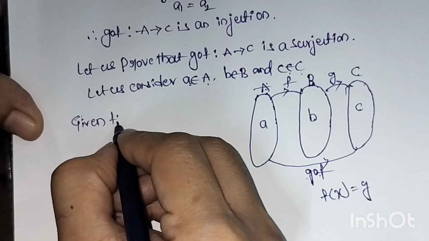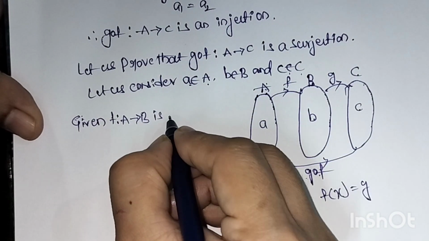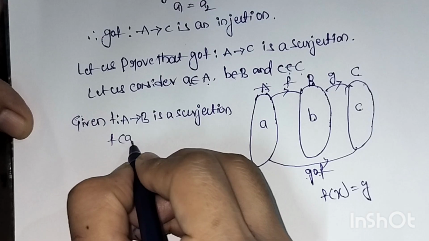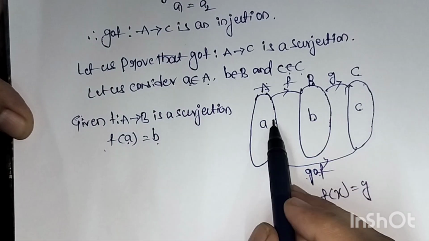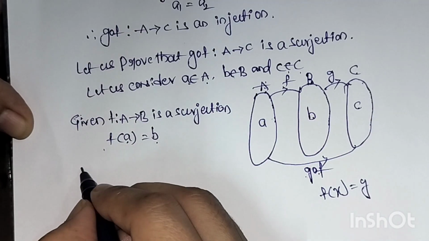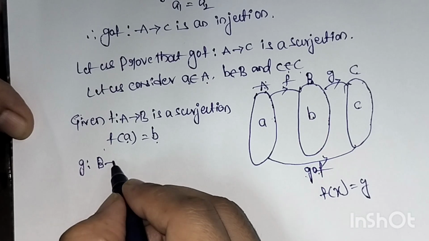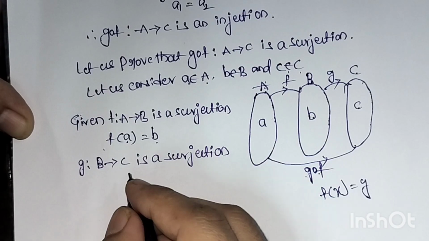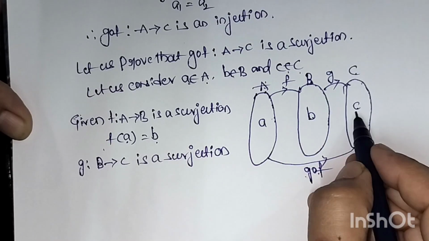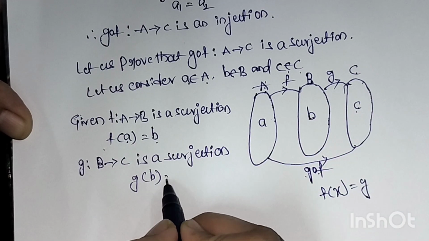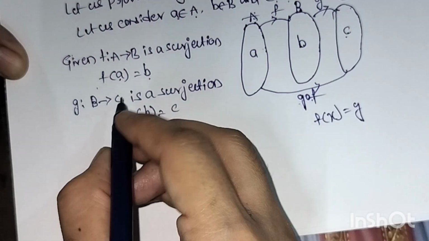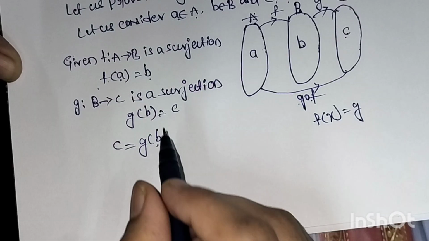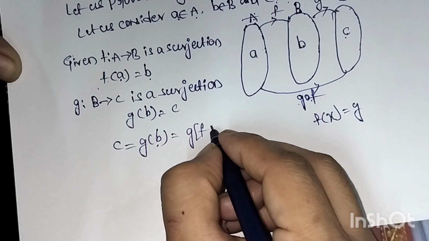And g maps B to C is a surjection. B to C. Image of B is C. Then g of B equals C. C equals g of B. B is equal to what? f of A. That equals g of f of A. Remove the square bracket and add circle. g circle f of A. Therefore, g circle f of A equals C. Image of A is equal to C. g circle f maps A to C.